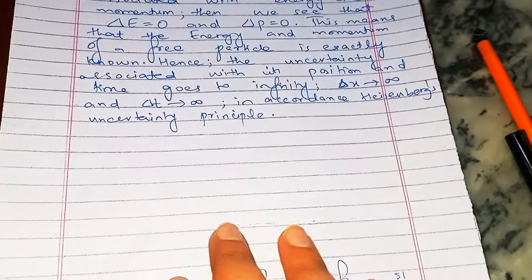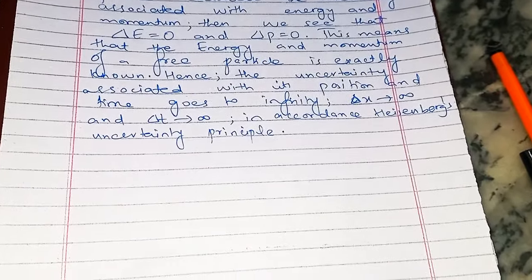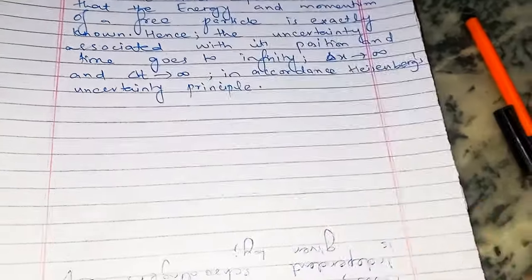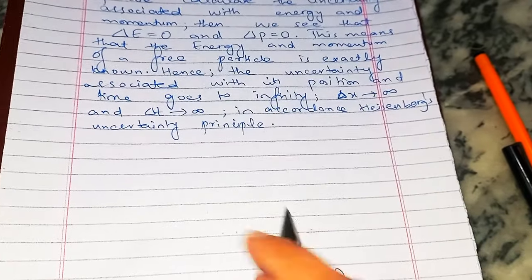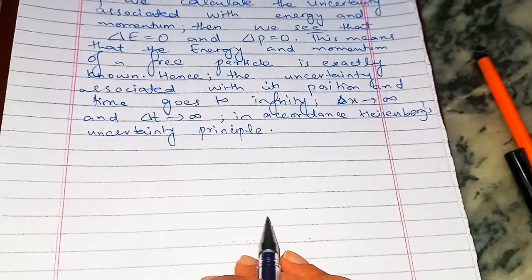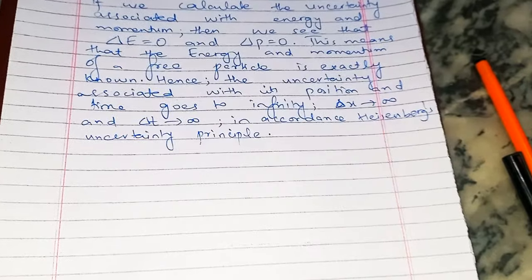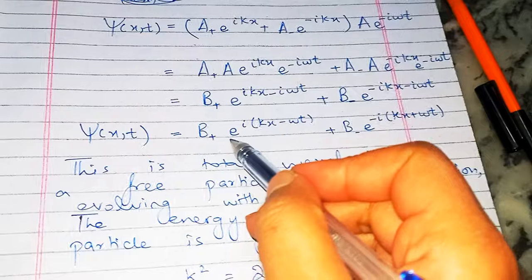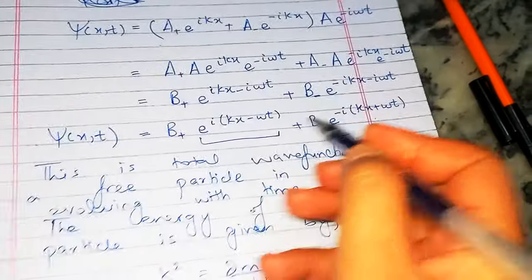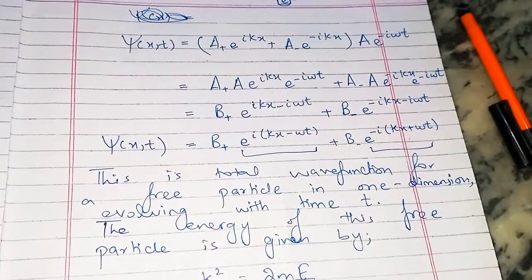Moreover, we can also reinforce and confirm that statement by calculating the probability density corresponding to the positive plane wave and the negative plane wave. Actually, I didn't tell you before, but such waves which have this kind of solution are called plane waves.